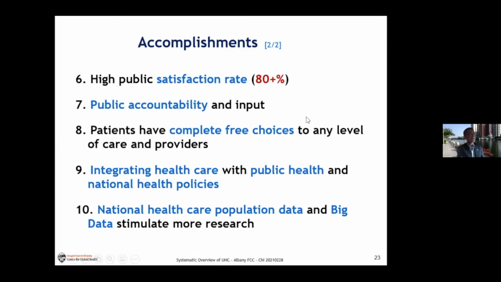And it implements public accountability and input. And patients have complete free choice at any level. There's no gatekeeper system. And it integrates health care with public health, which later I will comment on a little bit, became very critical during the pandemic. And the national health care population data also stimulated more research. And now they implement the latest big data technology and analysis to further improve the quality of care.